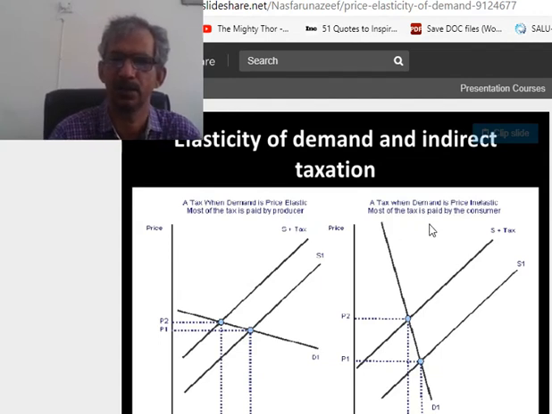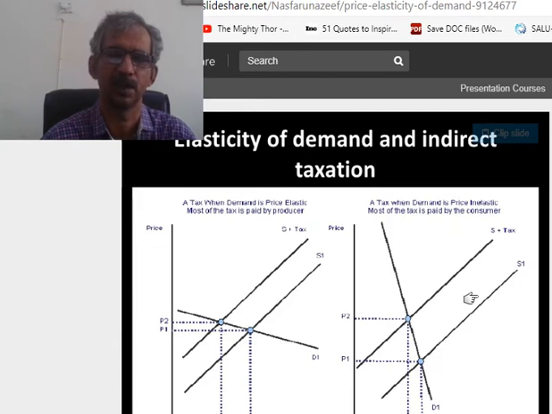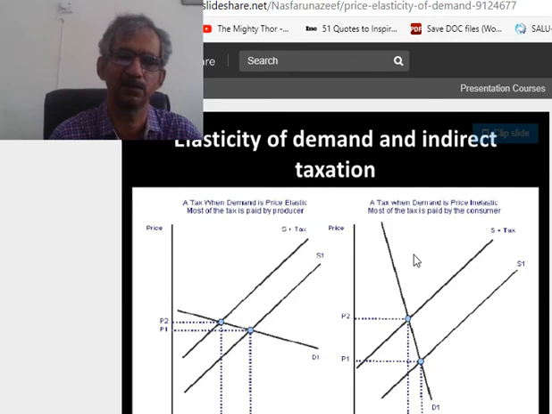And when demand is price inelastic, most of the tax is paid by the consumer. If the product has inelastic demand, then whatever tax the government imposes on the sales or on the income of the seller, the sellers include the tax in the price. Because people are not very sensitive to prices, most of the tax is paid by the consumer.